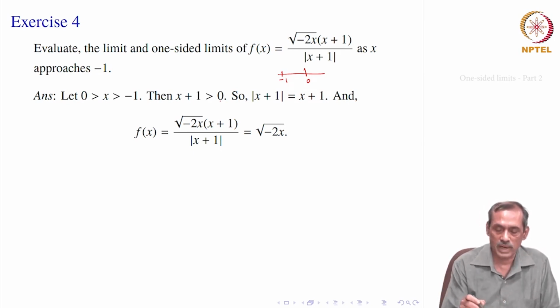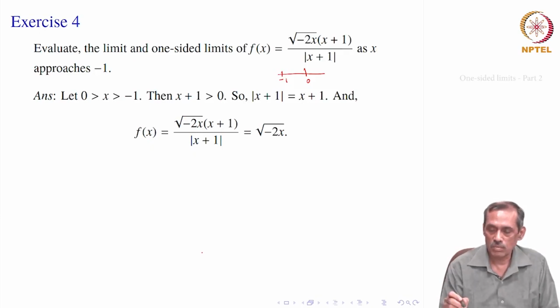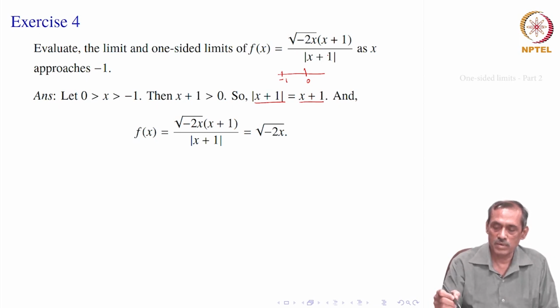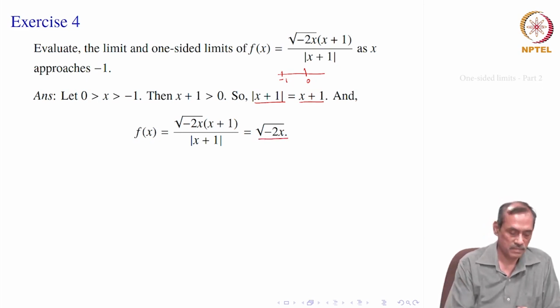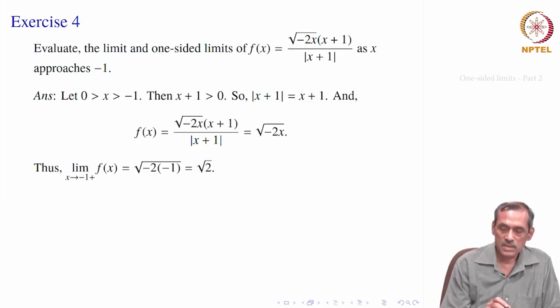Then this says x plus 1 is bigger than 0. So, mod of x plus 1 equal to x plus 1, because of mod is there. So, that is why we are doing this. So, x plus 1 mod equal to x plus 1. So, that cancels and you get function as square root of minus 2x, that is the function. That means, when you consider the limit of f of x here, it is enough to consider square root of minus 2x.